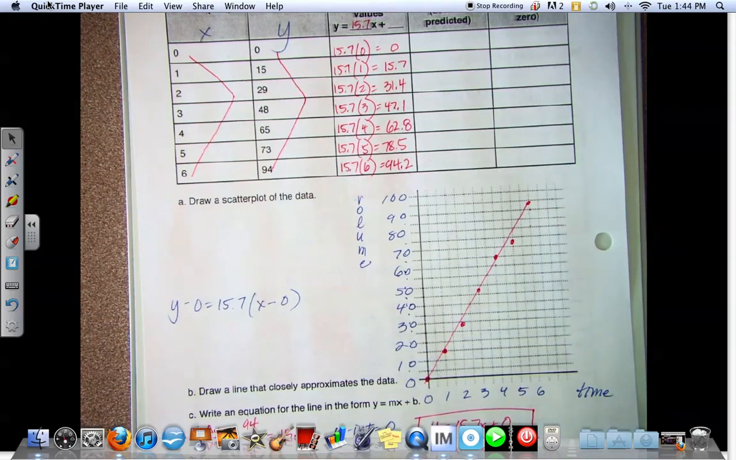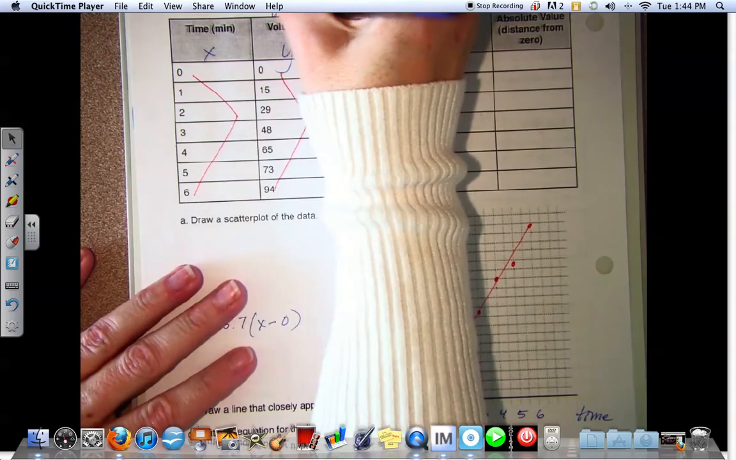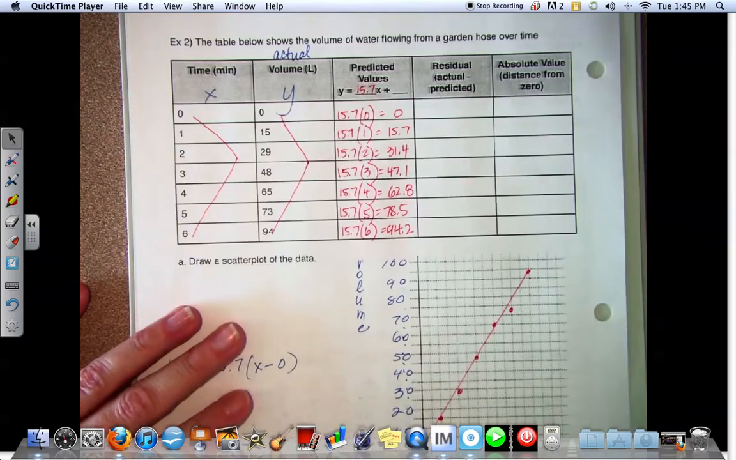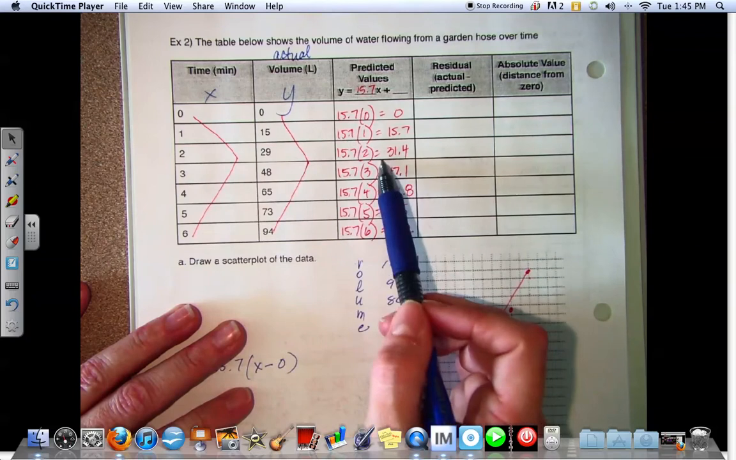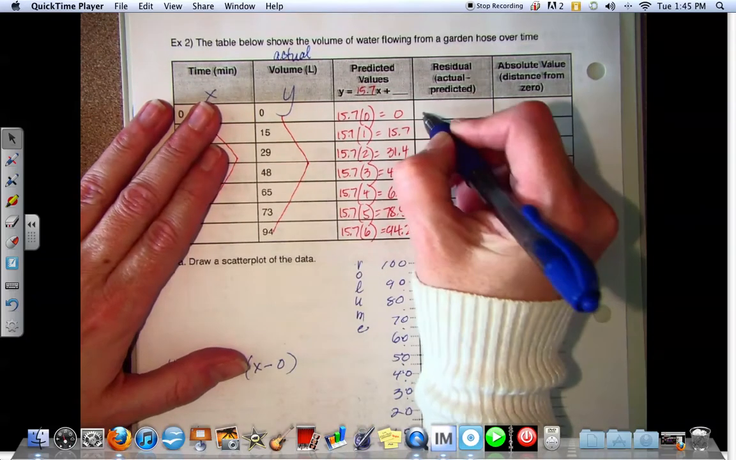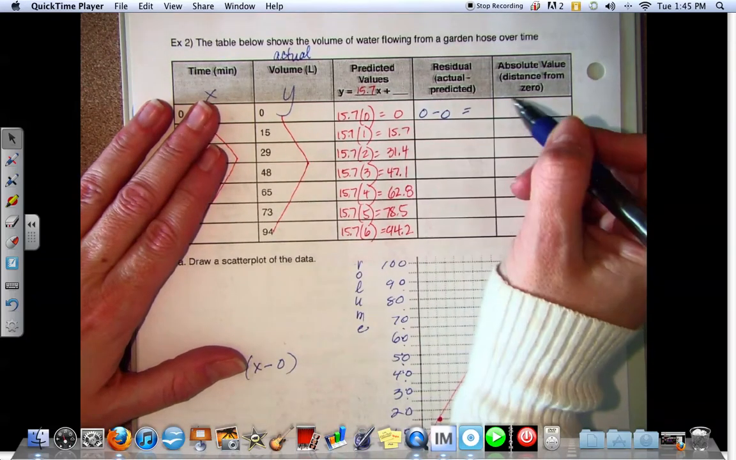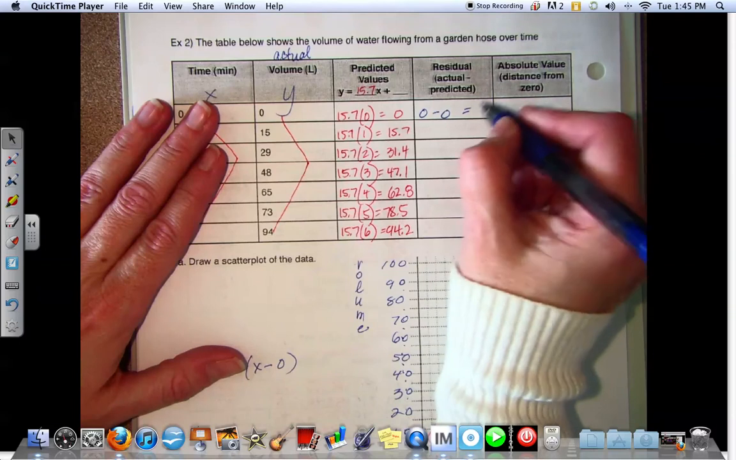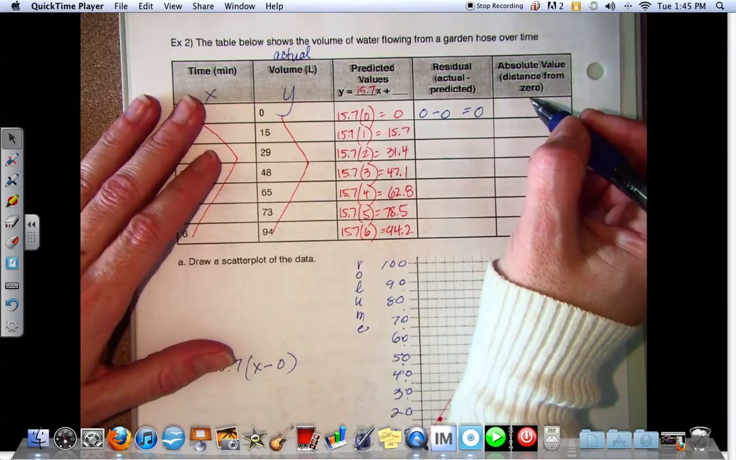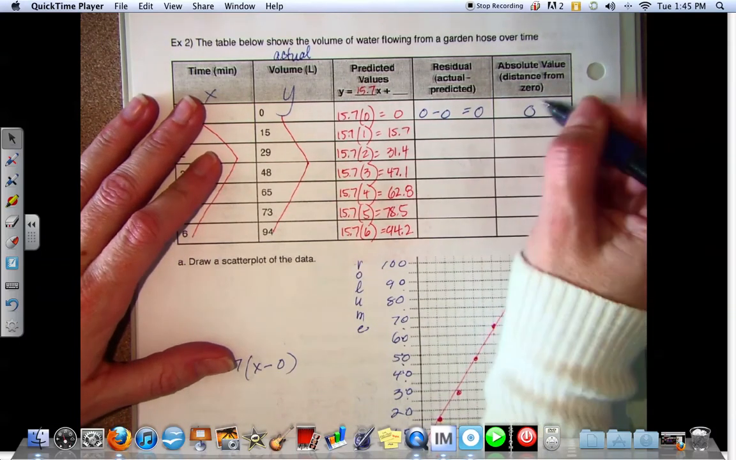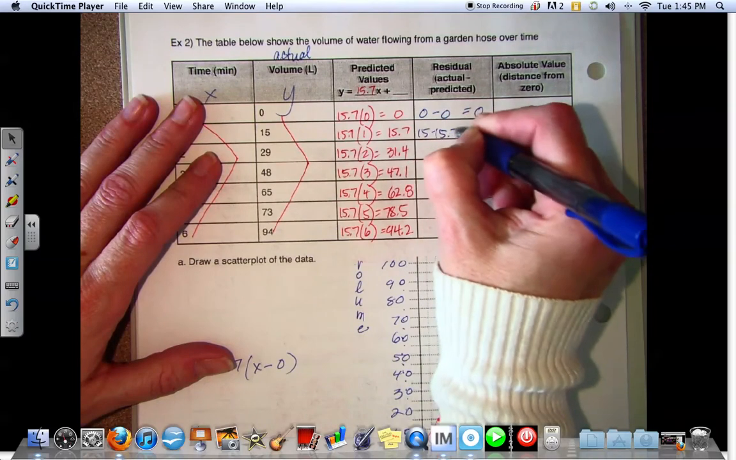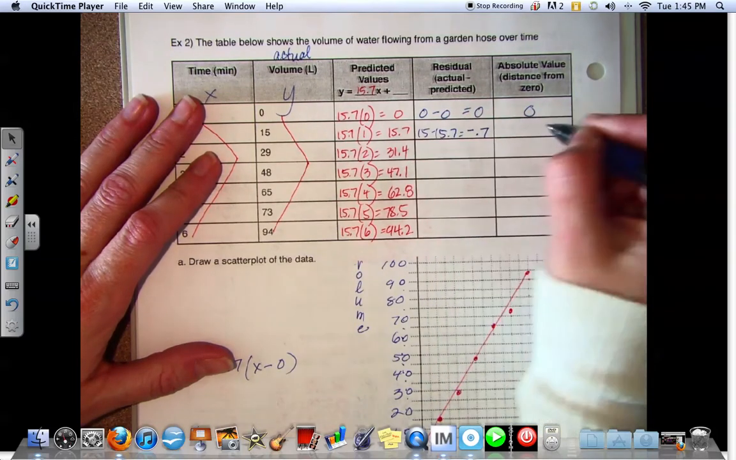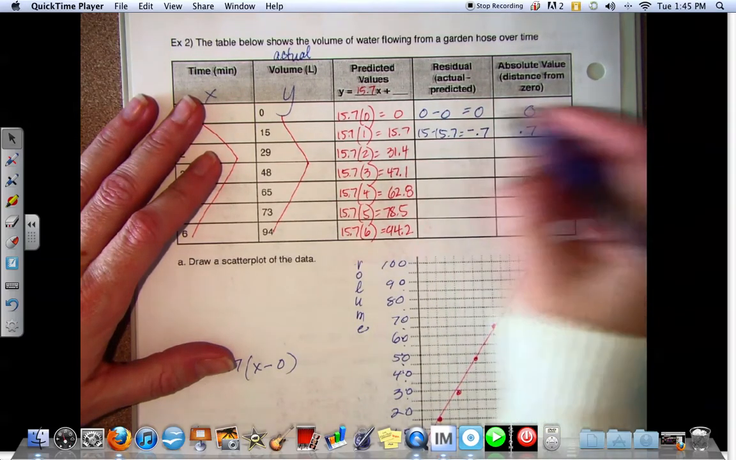How? You subtract the predicted from the actual volume. Remember, this is our actual volume. This is our predicted volume. So we're going to find the difference in those. 0 minus 0 is 0. What's the absolute value? 0. 15 minus 15.7 is negative 0.7, and the absolute value is 0.7.